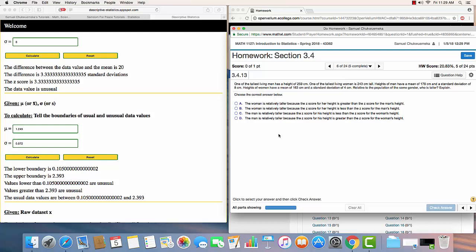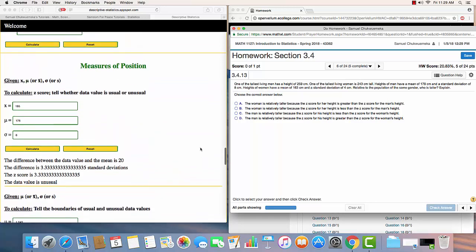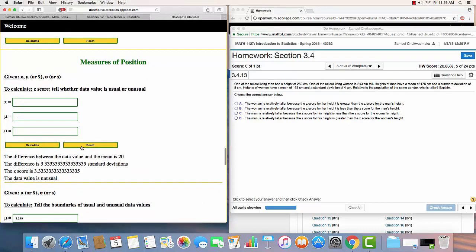Okay, let's find the z-score for the man that has this height, and then the z-score for the woman that has this height. Then we can see whether it is the man or woman that is taller. So we're going to use this here. I'm going to reset this. The z-scores are what we shall be looking at. So the person that has the higher z-score is the one that is relatively taller.